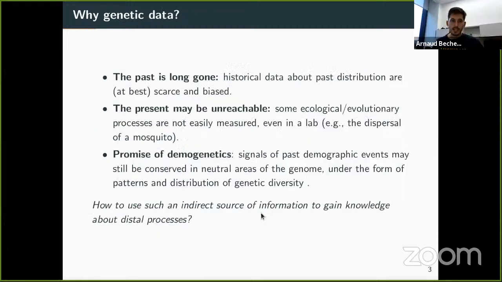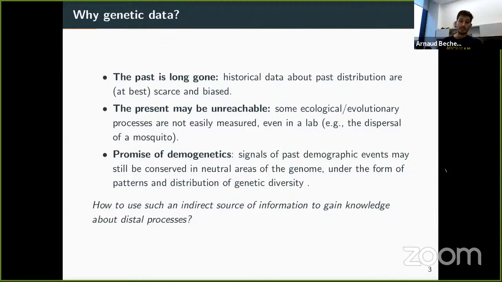Yeah. So why would you use genetic data for inferring that? Think about the past processes as being long gone. You don't have much historical data about past distributions, about past demographies. And if you have, like with fossils or whatever, all the observational data are very scarce, very sparse and biased at best. That's a problem with this kind of data.